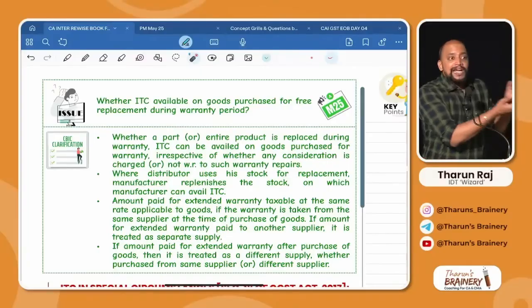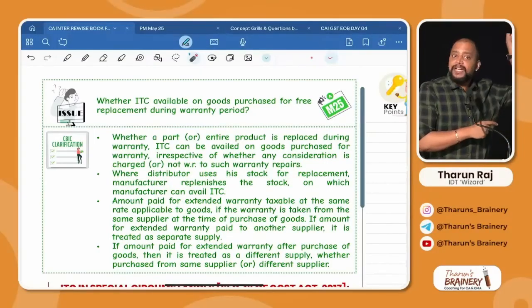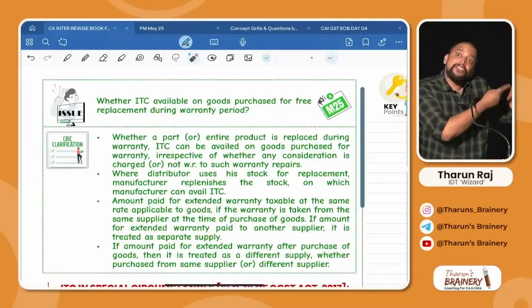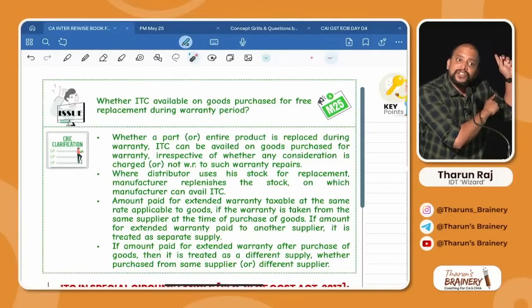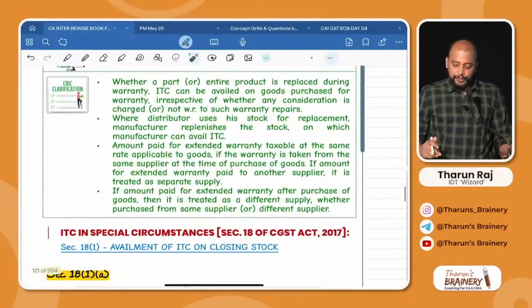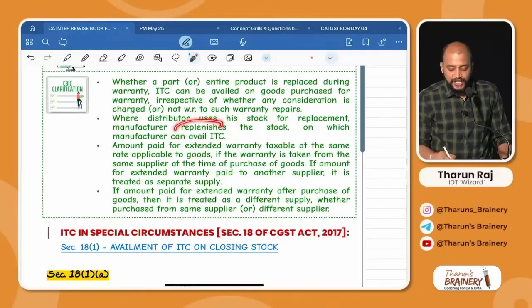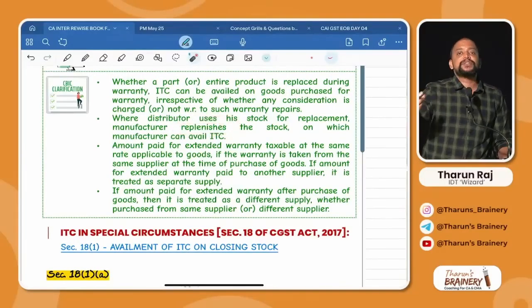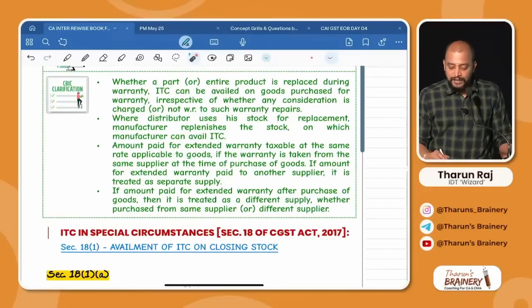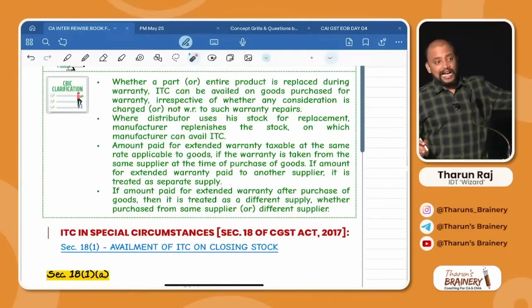So I took it from my stock and I replaced it. Now that stock should be refilled by the manufacturer. So for that, the manufacturer will buy the part. Can the manufacturer take ITC? Yes. So where the distributor uses his stock for replacement, the manufacturer replenishes. Replenishment of stock means what? Refilling. Replenishment of the stock, on which the manufacturer can avail ITC.